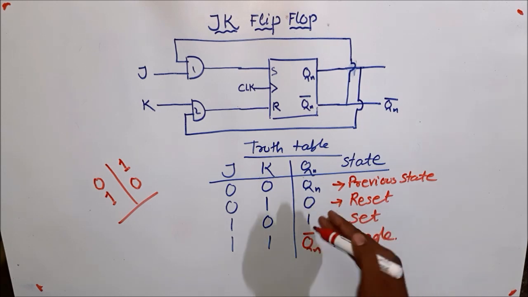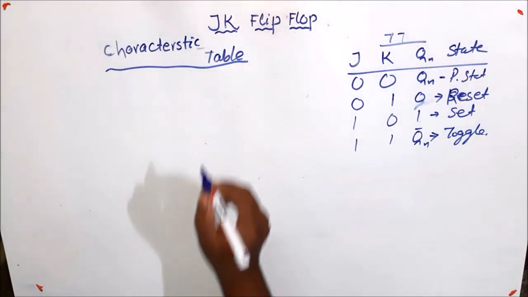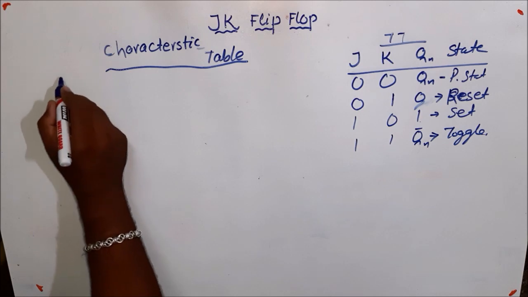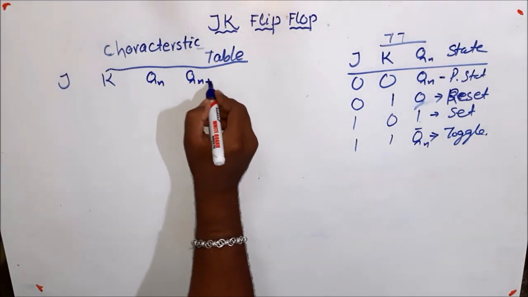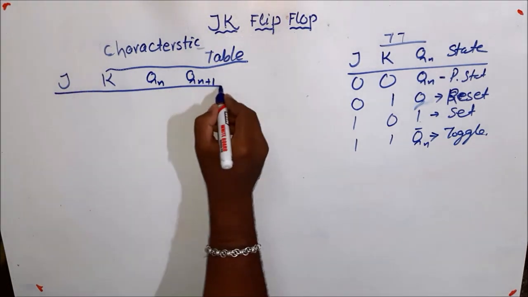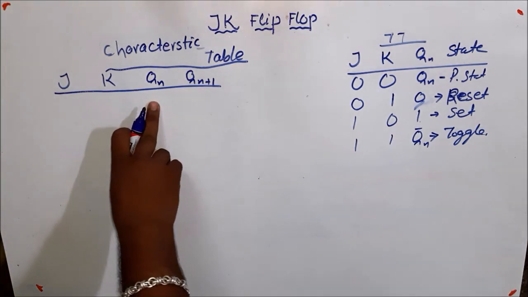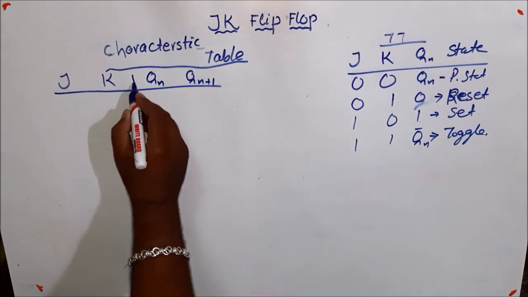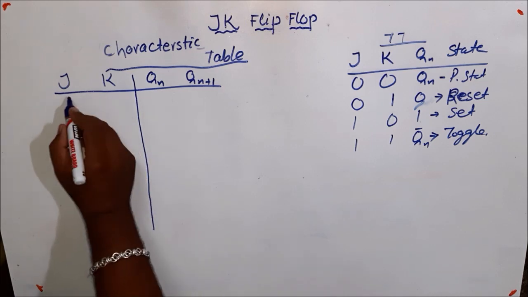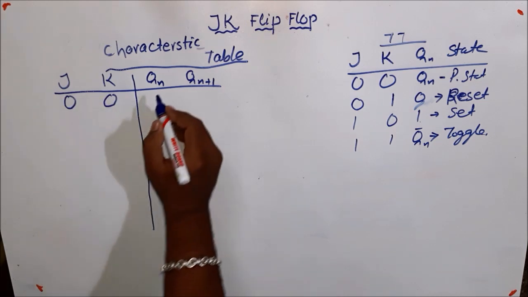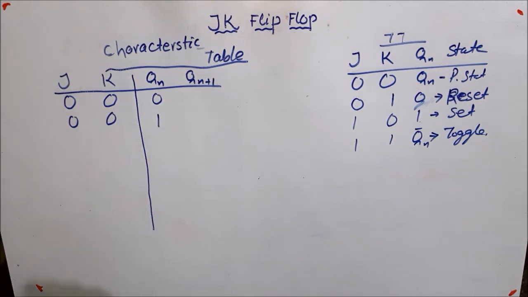Okay, by extending this truth table we are getting the characteristic table. So let us design the characteristic table. The characteristic table takes variables J, K, Qn and Qn plus 1. That means two inputs, the present state and the next state, or the previous state and the present state. So for each combination we may have two different Qn, like for 0 and 0, Qn may be 0 or may be 1. So we'll get two combinations, right?